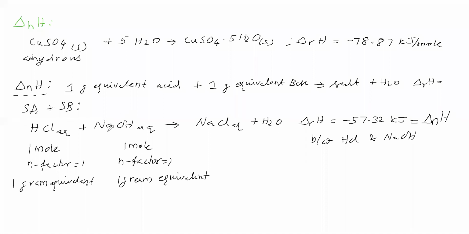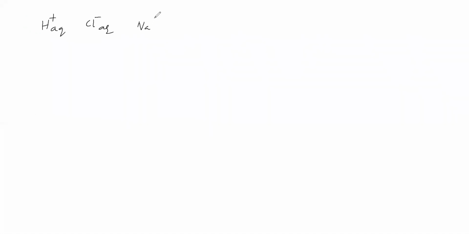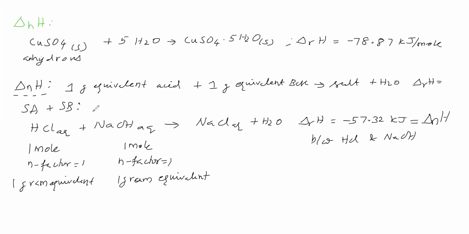And NaOH is dissolved in water. So NaOH exists in the form of ions. What are the ions? Na plus ions and OH minus ions. Sodium hydroxide is a strong base. Therefore, it undergoes complete ionization and exists as Na plus ions and OH minus ions, we can say.